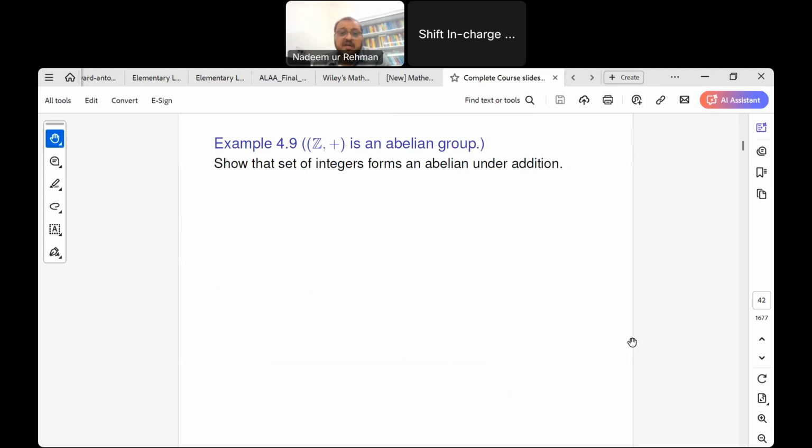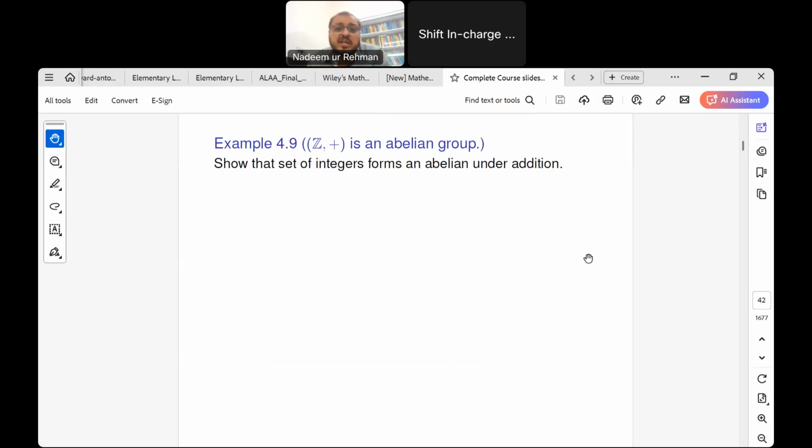The set of integers under addition is clearly an abelian group. If we take two integers and add them, we again get an integer. So the sum of two integers is again an integer, which means it is closed under the operation of addition. Also, the associativity condition trivially holds for the set of integers.